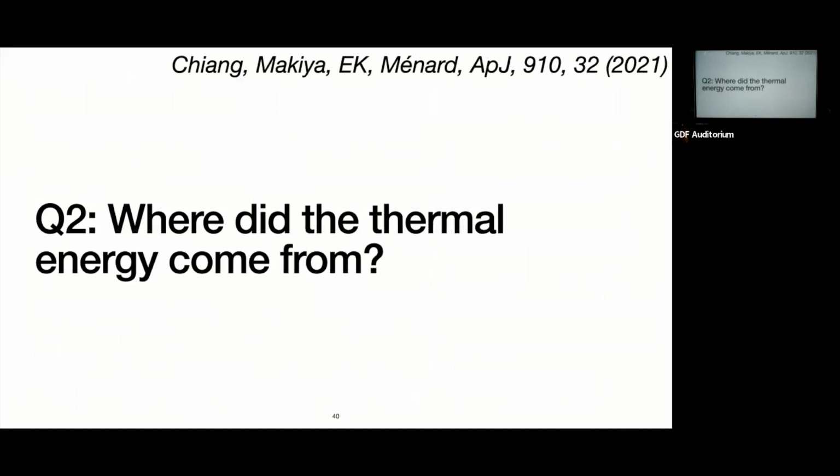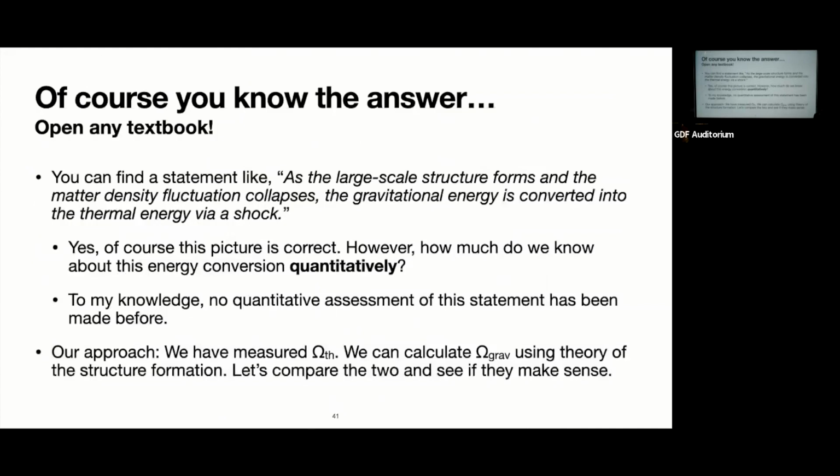So where did all this thermal energy come from? And of course, you know the answer, actually. If you open up any textbook, it says something like, large scale structure forms and matter density fluctuation collapses, and gravitational energy is now converted to thermal energy through shock heating. That's a textbook description. And everybody believes it. There's nothing wrong with it. But have we actually ever tested this quantitatively in observational data? To my knowledge, the answer is no.